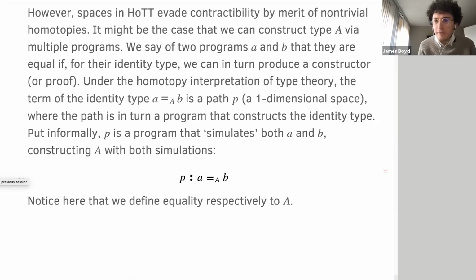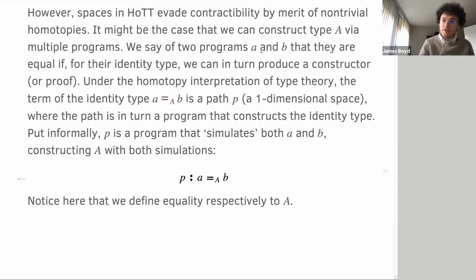And it might be the case that we can construct type big A via multiple programs. So we say of two programs, say little a and little b, that they are equal if, for their identity type or their equality type, we can in turn produce a constructor or a proof of the identity itself. So under the homotopy interpretation of type theory, the term of the identity type, little a equals little b within space A, is a path P, which is a one-dimensional space. You can think of this as a one-dimensional path between the two points.